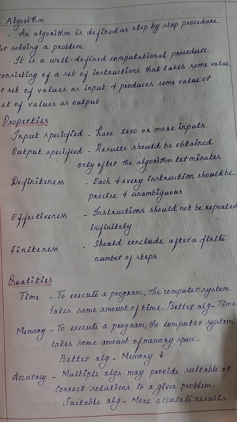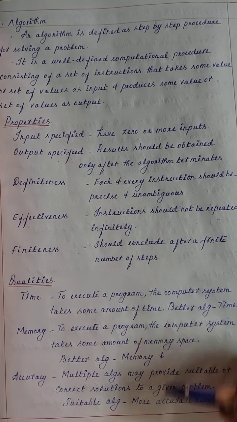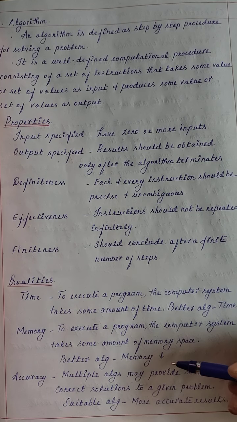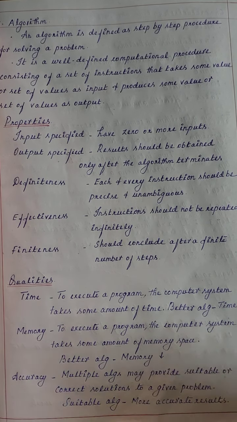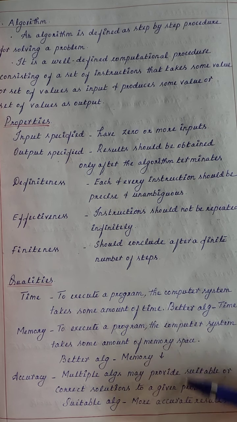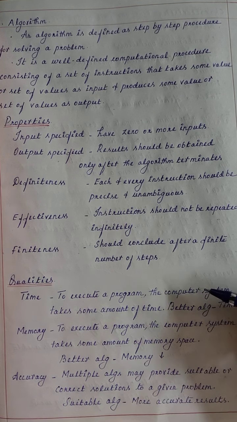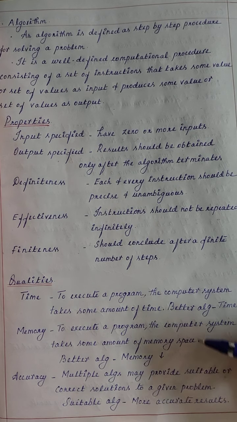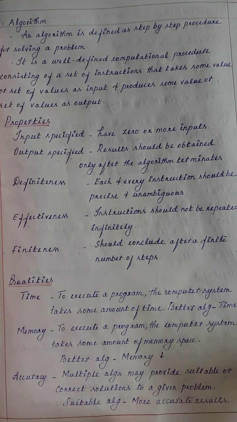Here we have three factors that determine the quality of an algorithm. One is the time, the next is the memory, and the next is the accuracy. So what is time? Whenever you execute a program, it takes some amount of time. So the lesser the time taken, the better the algorithm is.